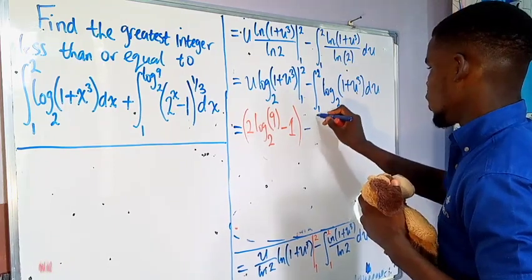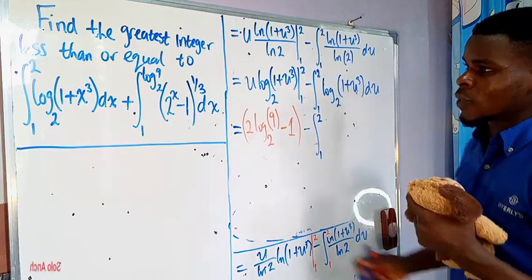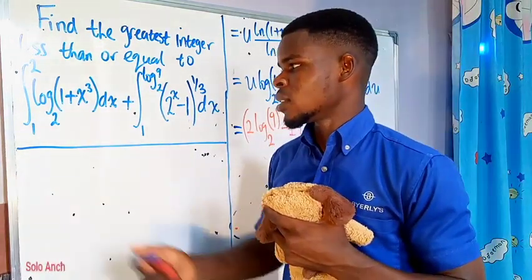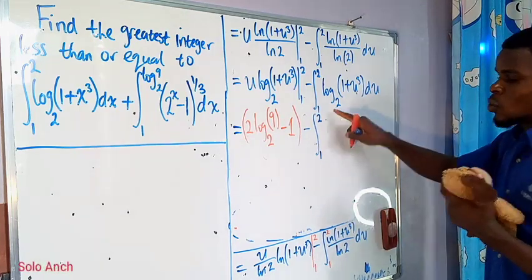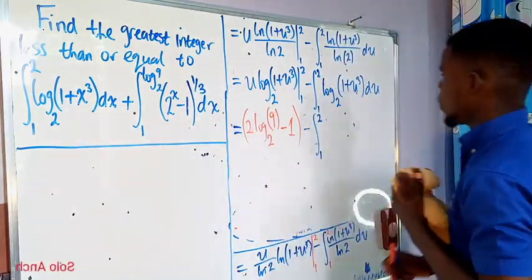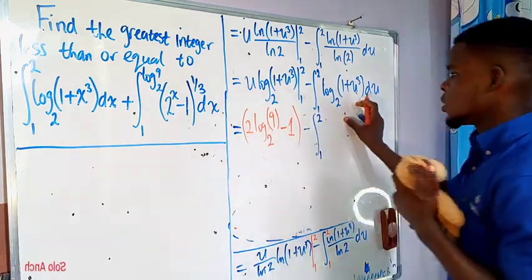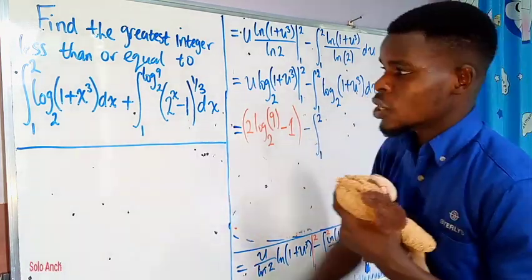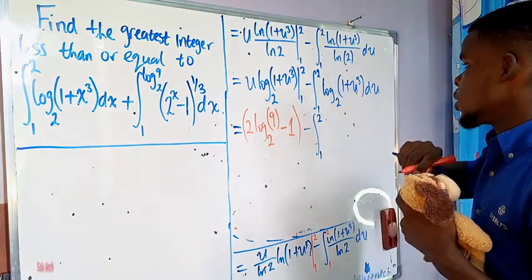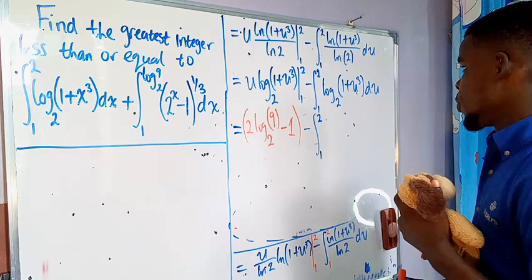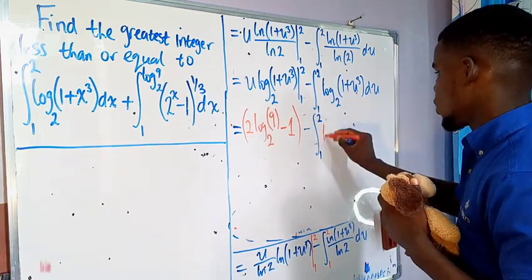But notice something here. This is integral from 1 to 2 of, now, look at this part, all right? This is integral from 1 to 2 of logarithm to base 2 of 1 plus u to the 3rd power, du. So the only difference between this and that is just in the variable. And good enough, since this is a definite integral, these variables are just dummy variables. So I can change this from u to x, right?